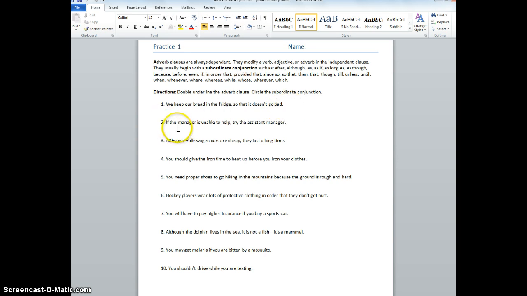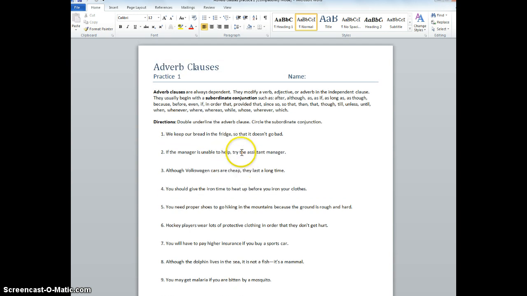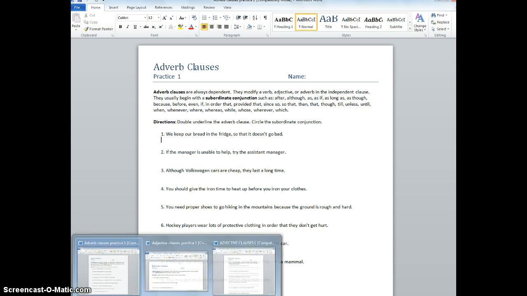Number 2, if the manager is unable to help, try the assistant manager. Look for a subordinate conjunction. You have one. If the manager is unable to help. Check, is this dependent? If the manager is unable to help? Yes, it is. Does it modify a verb, adjective, or adverb in the independent clause? Yes, it tells us when or why to try the assistant manager. Only if the manager is unable to help. So that is what an adverb clause is. Please go through and practice adverb clauses.